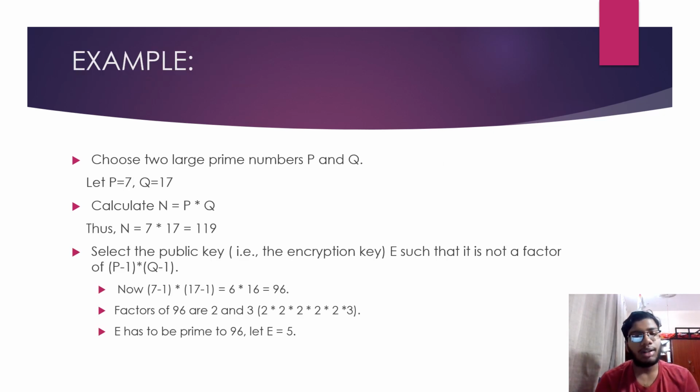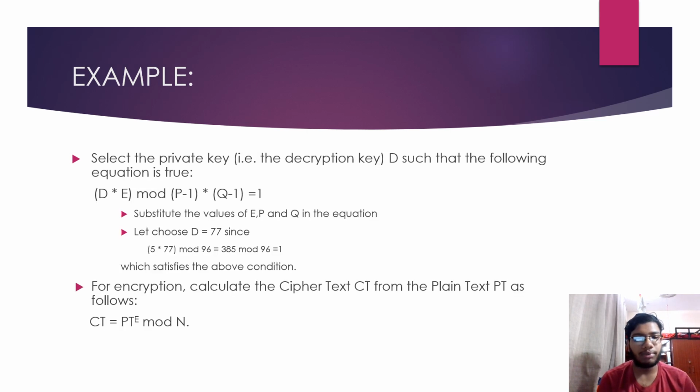Here we choose two large prime numbers p and q. Let p be equal to 7 and q be equal to 17. Then we multiply p and q. Then we select the public key, that is the encryption key E, such that it is not a factor of (p minus 1) times (q minus 1). Now (7 minus 1) times (17 minus 1) is equal to 96. Factors of 96 are 2 and 3. So E has to be relatively prime to 96. So let E be 5.